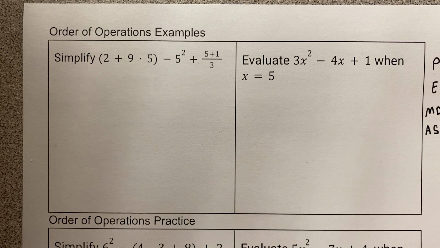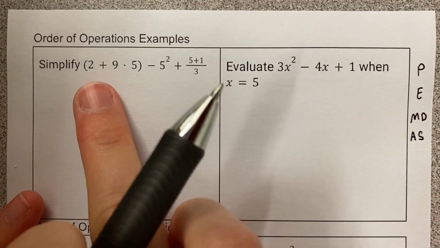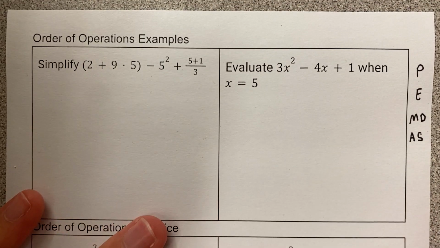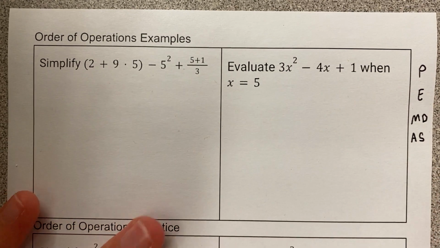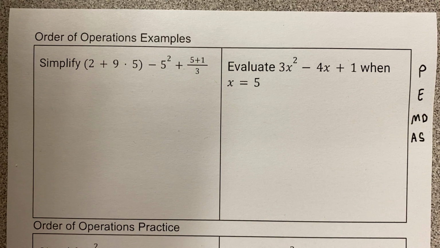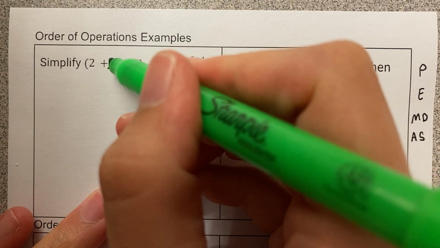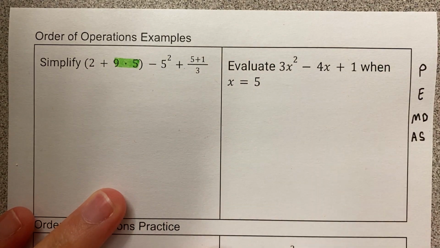In this first problem, we have some parentheses, right? I observe the parentheses right here. So I know I'm going to do what's in the parentheses first. And actually inside the parentheses, there are two operations. There's multiplication and there's also addition. So what comes first, multiplication or addition? Oh, multiplication comes first. So I'm going to do this math. Okay, I'm going to do my 9 times 5.